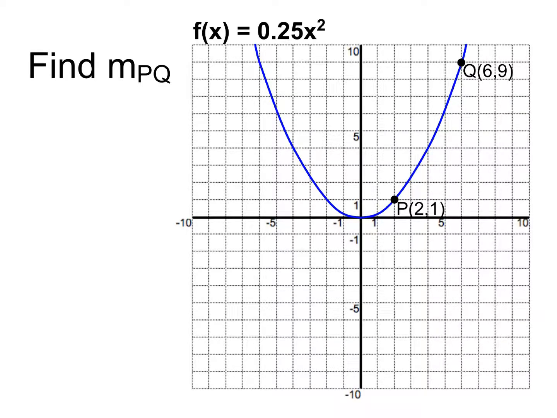All right, so today we're starting off with this equation, f of x equals 0.25x squared. We'll answer a number of different questions on it. And the first one we're going to answer is this.